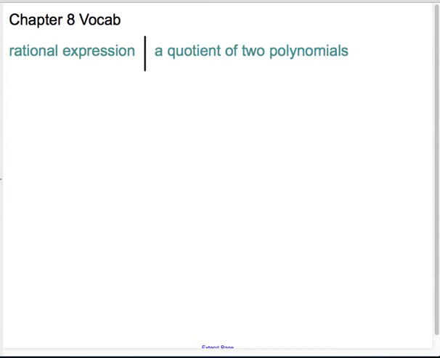Lesson 8.2 is on simplifying, multiplying, and dividing rational expressions. So a rational expression is a quotient of two polynomials. And remember, a quotient is the answer to a division problem. So we're going to be looking at an algebraic expression over another algebraic expression.